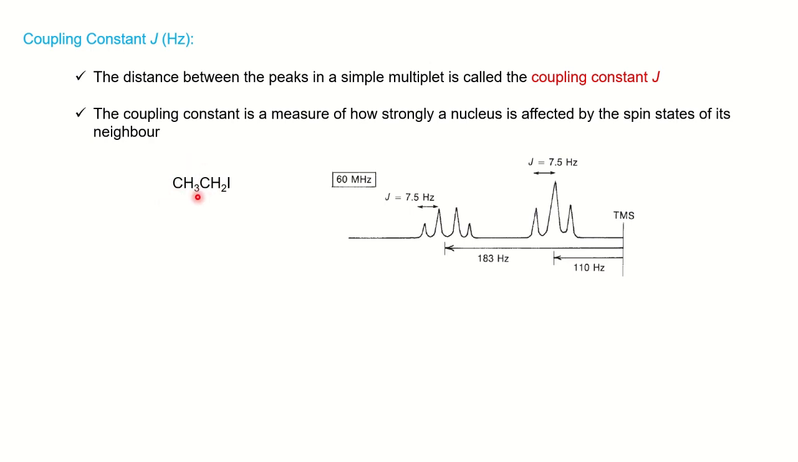N is 3 here by the n+1 rule, so 3 plus 1 means 4. We call it a quartet. So for this CH2 you will get a quartet because of the neighboring protons. 4 lines is a quartet, 3 lines is a triplet. You can see the intensity ratio also. Here it is 1:2:1 based on Pascal's triangle, and the intensity of the quartet is 1:3:3:1. That also you can notice from Pascal's triangle. So you should know this.